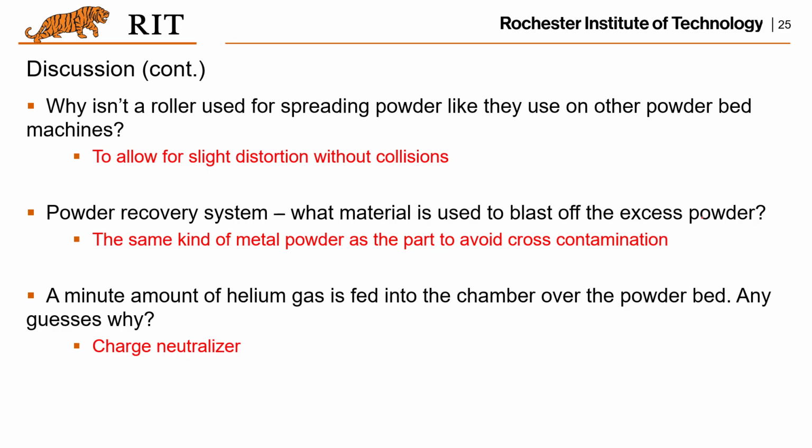So when you need to blast off the excess powder, what's the material you want to use? Definitely you want to use the same kind of metal powder as the one used to build the part, to avoid cross contamination. Because if you use a different material, the powder will be mixed with other material, which makes the quality of the part unreliable.